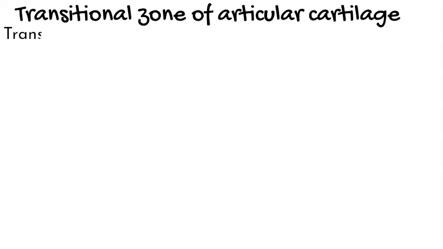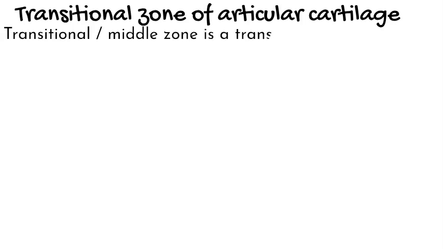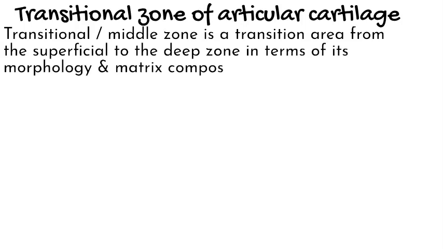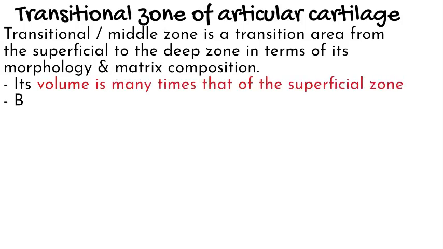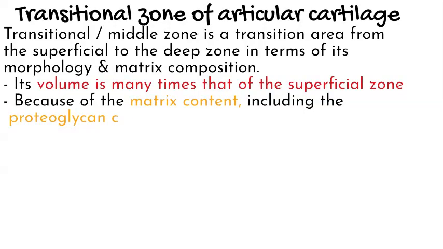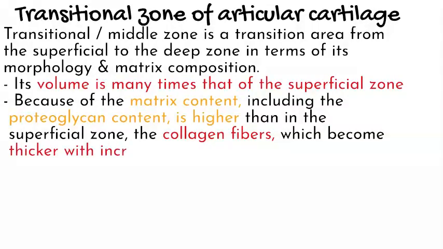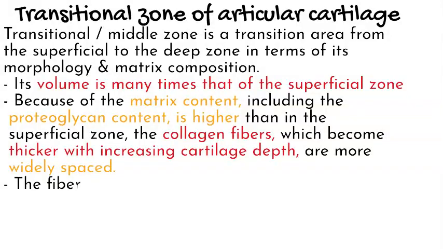Regarding the transitional zone of articular cartilage, the transitional or middle zone is a transition area from the superficial to the deep zone in terms of its morphology and matrix composition. Its volume is many times that of the superficial zone. Because the matrix content, including the proteoglycan content, is higher than in the superficial zone, the collagen fibers, which become thicker with increasing cartilage depth, are more widely spaced.